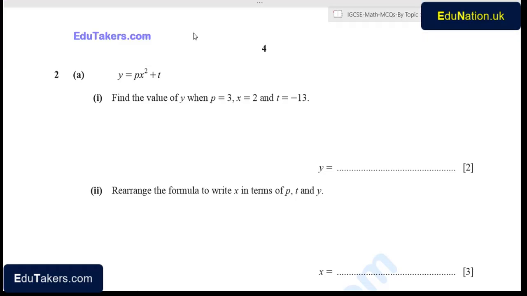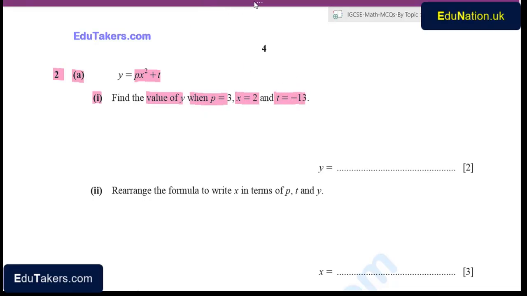Next is question number 2, part A. y is equal to px squared plus t. Its first part is find the value of y when p is equal to 3, x is equal to 2 and t is equal to minus 13.